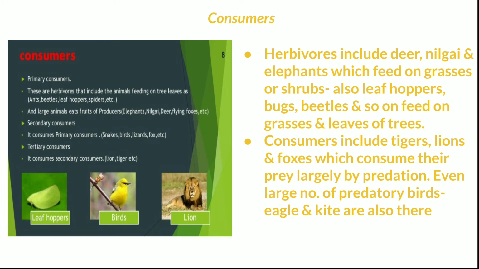Then the secondary consumers are the carnivorous animals. Secondary, tertiary and quaternary consumers are all carnivores. These include tigers and foxes, which consume their prey largely by predation. And then a large number of predatory birds are there, like eagles and kites. So this is about the carnivores.